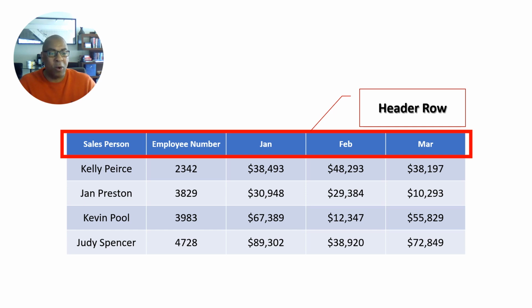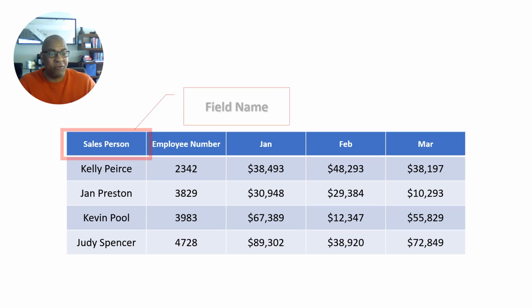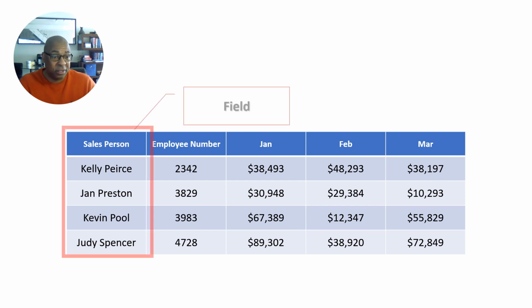Now, the header row must be filled in. Every single cell of the header row must be filled in because those cells identify each column, and those cells are called field names. There needs to be a field name in every single cell of the header row to define every column. Now, every column is called a field. And when you're collecting data, you're basically taking each one of these columns and organizing them on the form on a flat piece of paper so that you can collect each record of information.